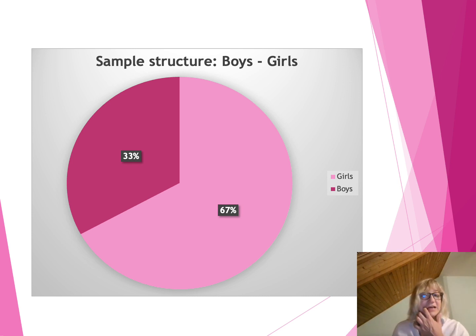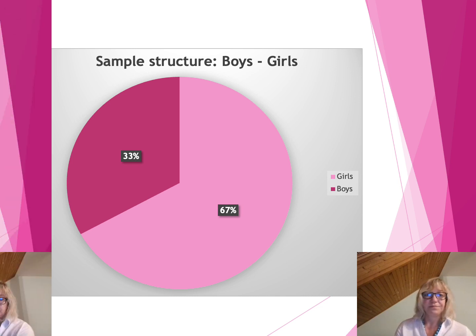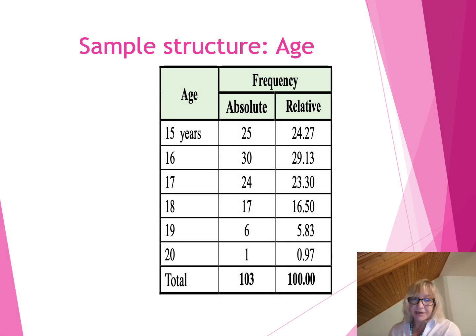This slide and a few upcoming comments on the sample structure. This one focuses on the structure as to gender, and it's evident that the majority of the sample is represented by girls, 67%. As to the age, the sample is represented by pupils aged 15 to 20 years of age, and it's evident that the majority of the sample is represented by those aged 16, 17 and 15 years of age.